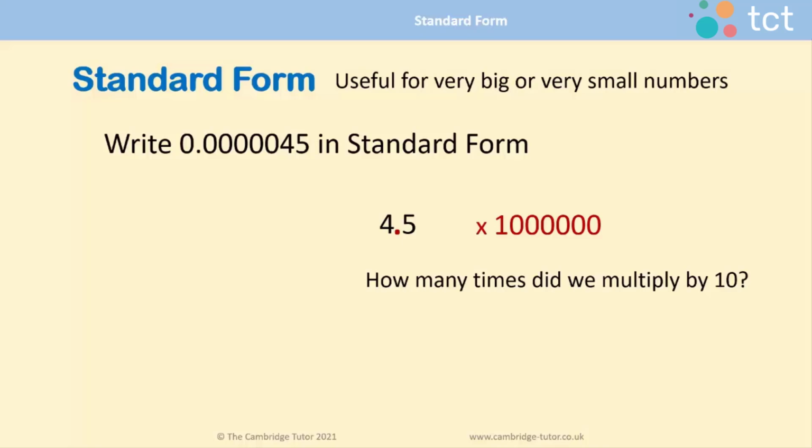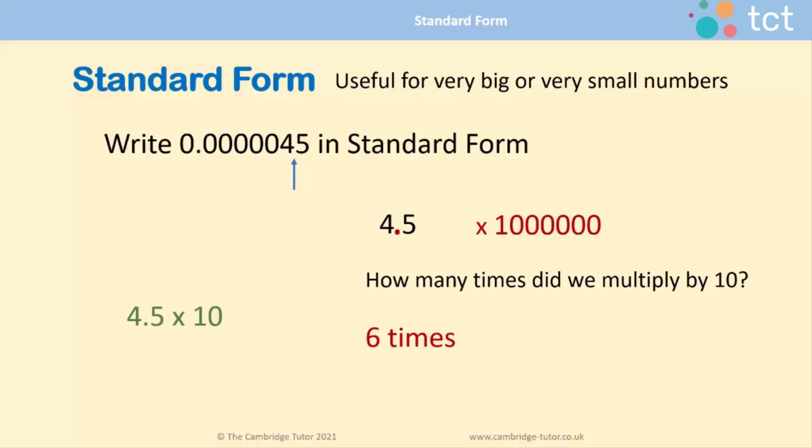How many times did we have to multiply that original number by 10? Again, you could count the zeros. 1, 2, 3, 4, 5, 6. Or you could count the decimal places. So there's where the decimal point started off. How many places to go between the 4 and the 5? 1, 2, 3, 4, 5, 6. We had to multiply that original number by 10 6 times.